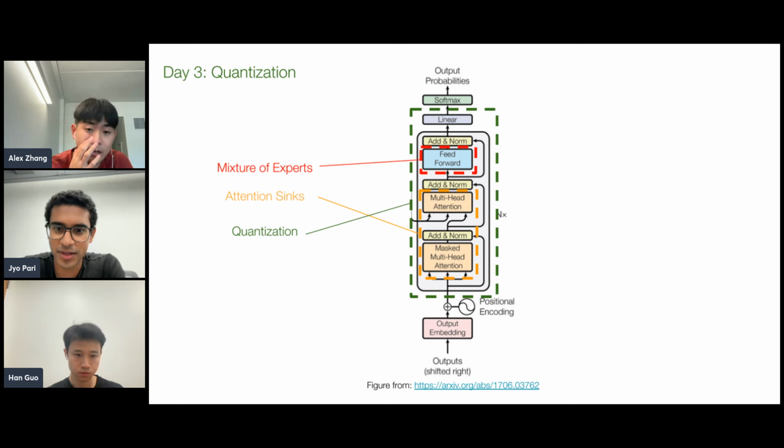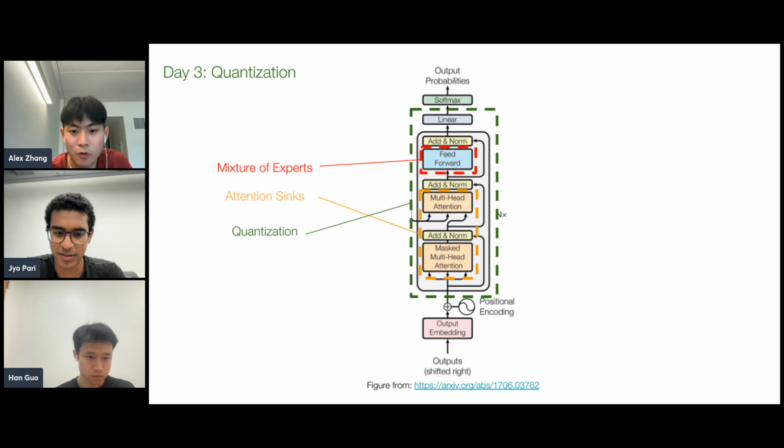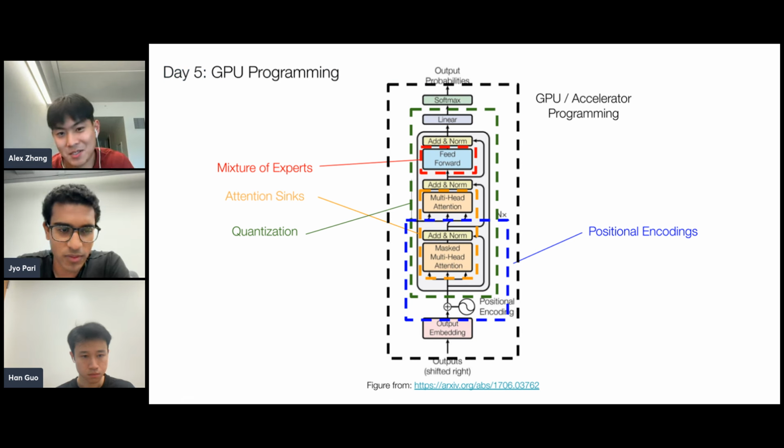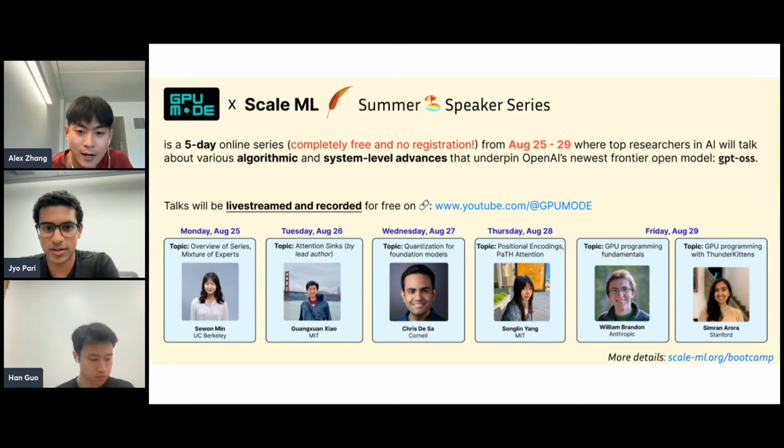The day after is going to be about quantization, mostly in the context of these large models. So it'll cover things like MXFP4 and some of the newer data types that are being used for training and inference. Thursday will be by Songlin on positional encodings and also path attention and some other works that she's been exploring. And then finally, the last day is going to be everything related to GPU programming, accelerator programming, and things of this nature. We actually will have 2 speakers that day. And this is the full schedule.